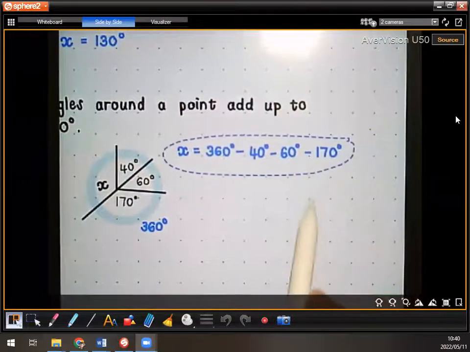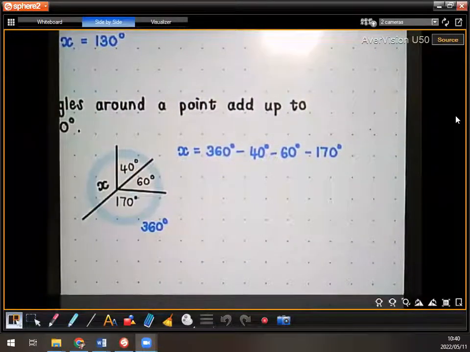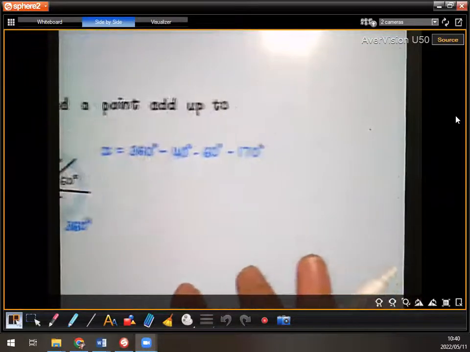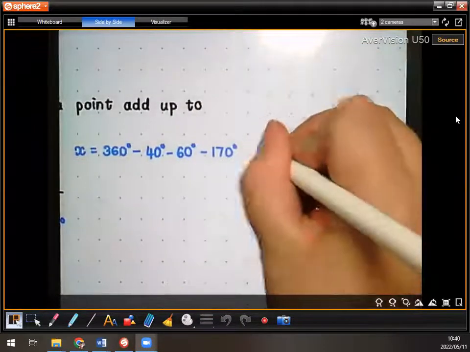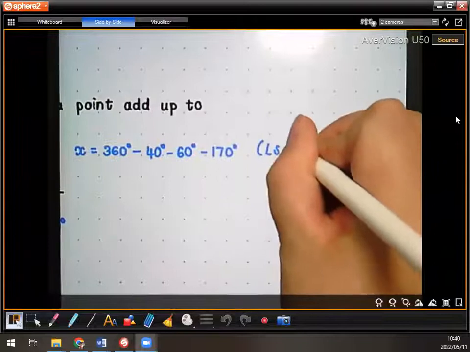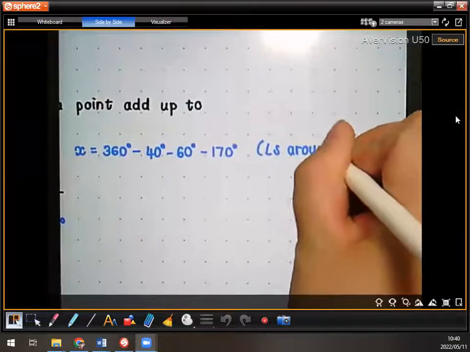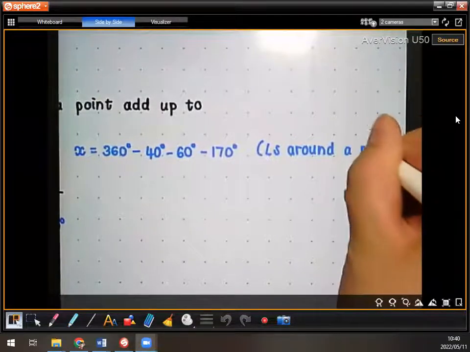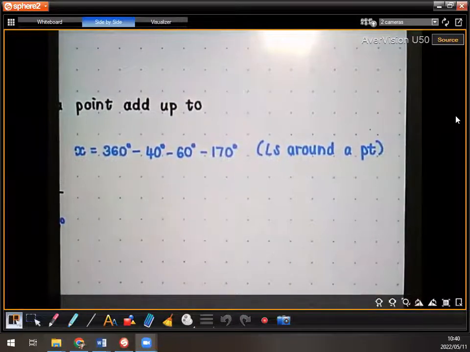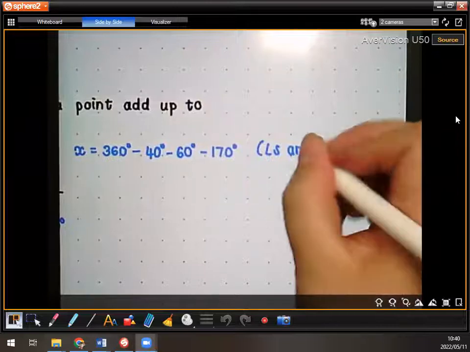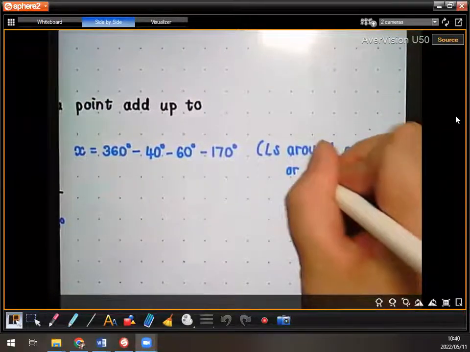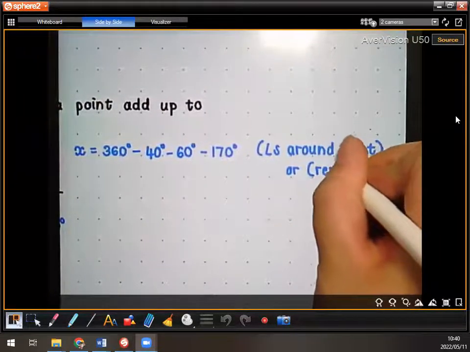Guys, what do you think the reason for this is going to be? Angles around the point. Yes, or there is actually another option which you might prefer. You can say angles around point. You are allowed to write PT like that for point. Okay, you can abbreviate it like that. You don't have to write out the whole word point. But you can also actually write revolution.